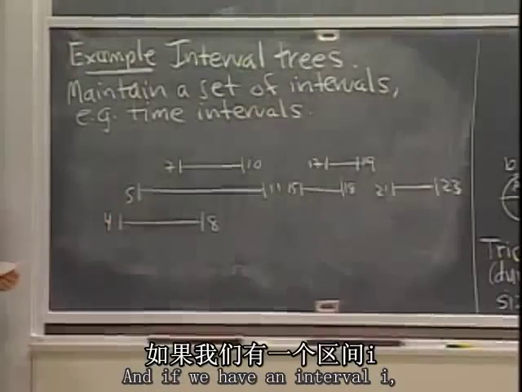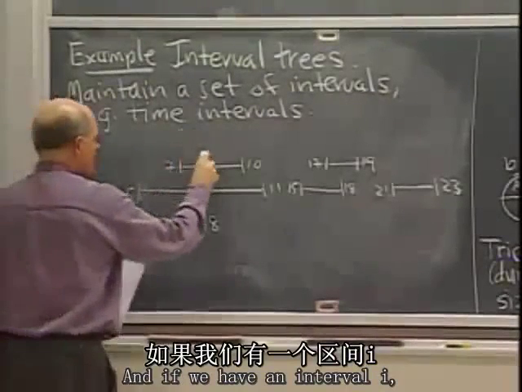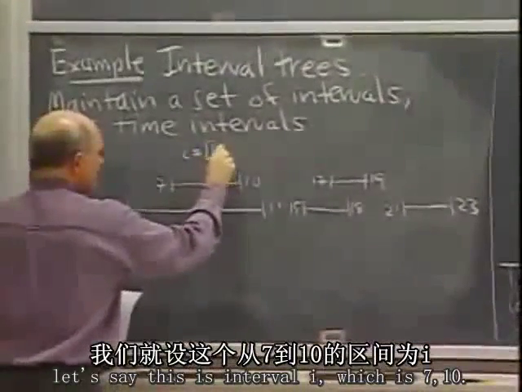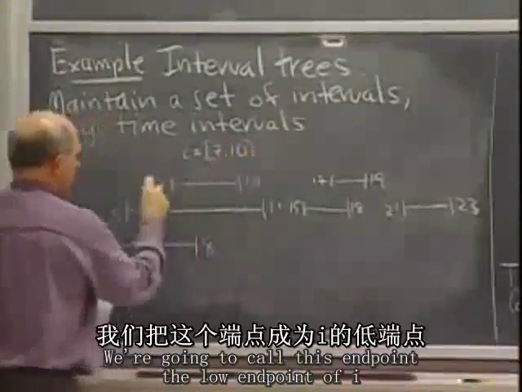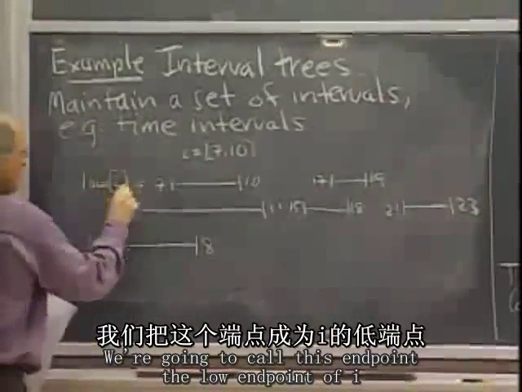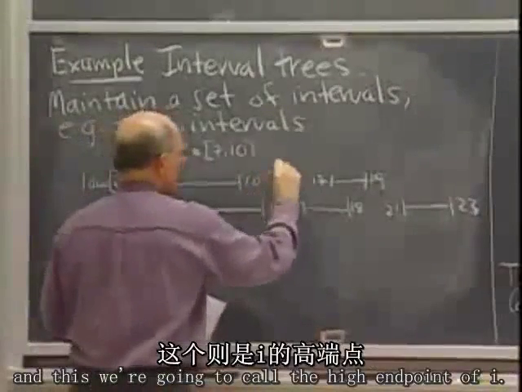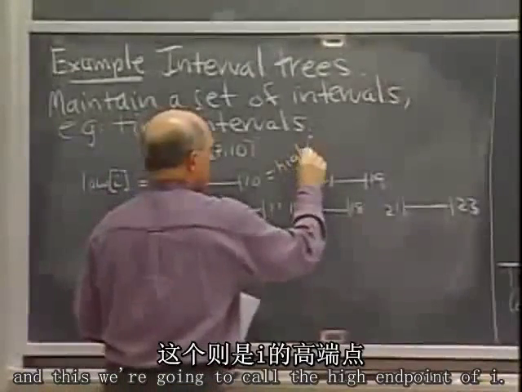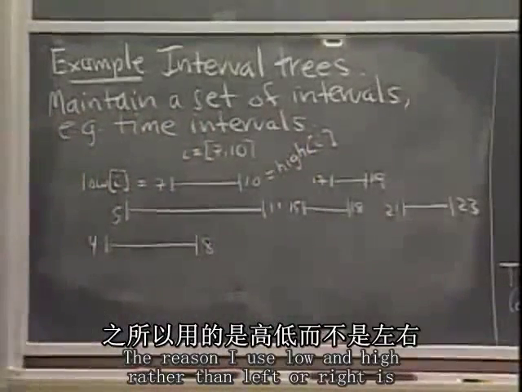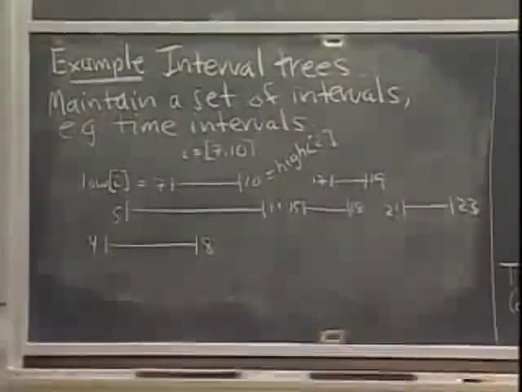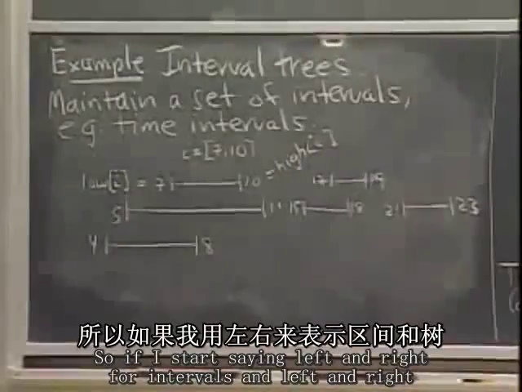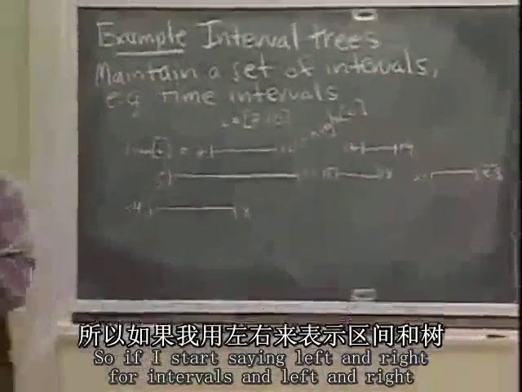Okay, and if we have an interval I, let's say this is interval I, which is 7, 10, then we're going to call this endpoint the low endpoint of I, and this we're going to call the high endpoint of I. The reason I use low and high rather than left or right is because we're going to have a tree, and we're going to want the left subtree and the right subtree.